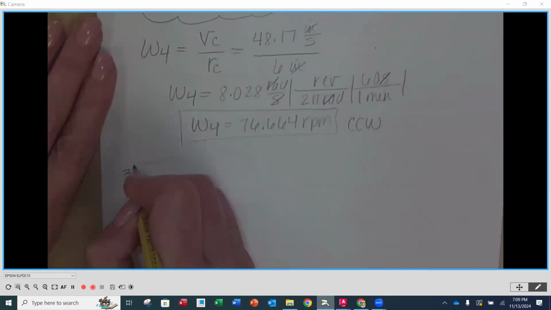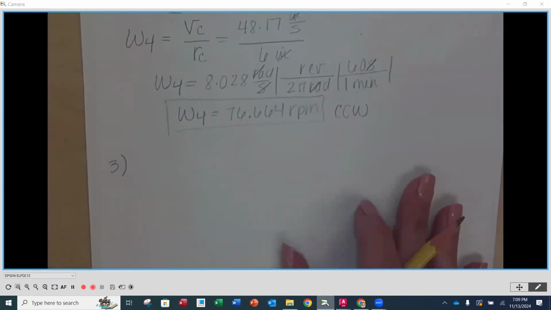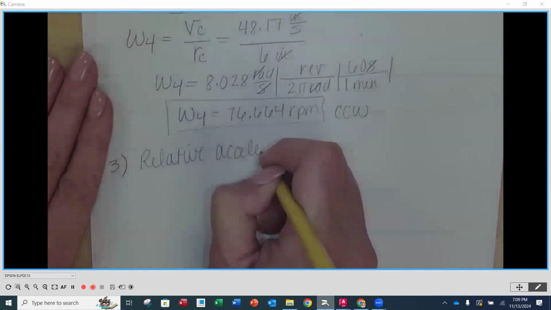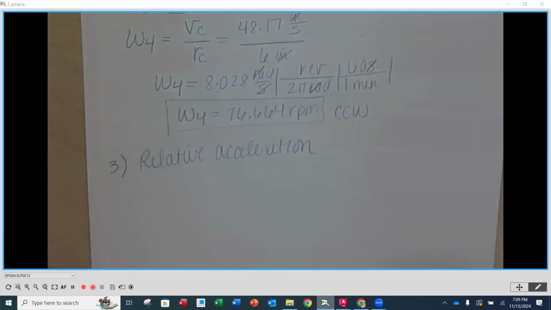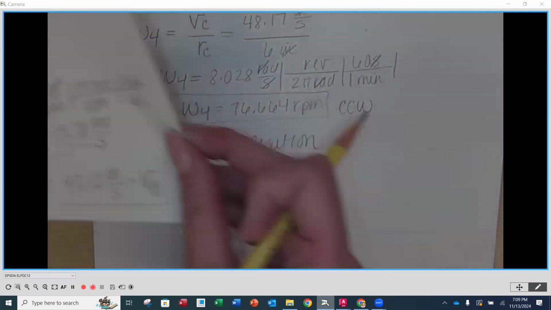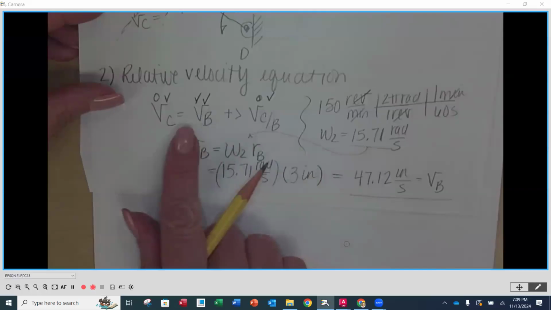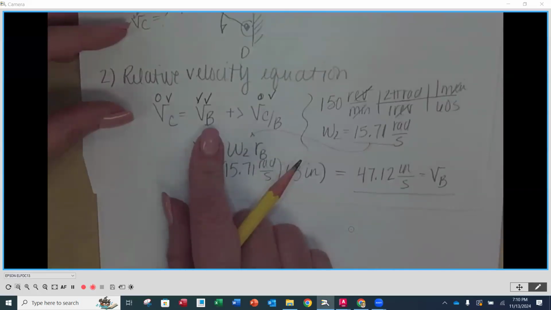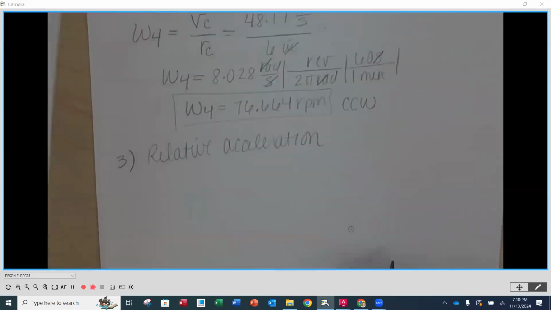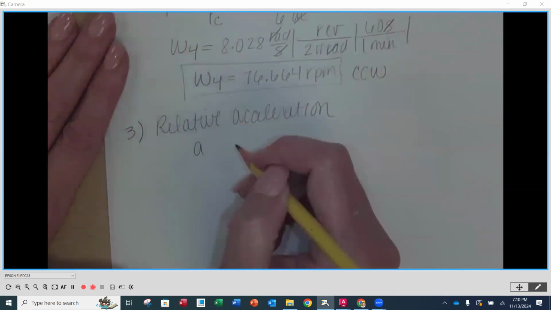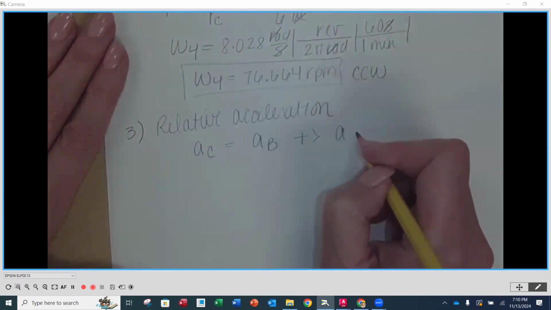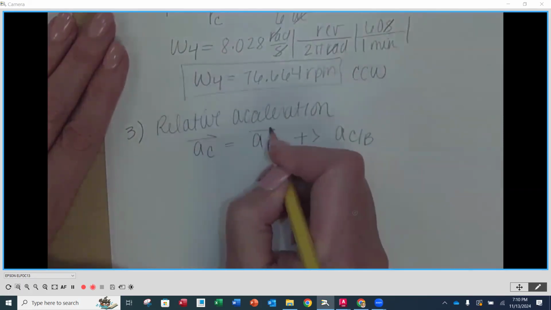So this is our third step. It feels like a lot more steps, but this is our third step. This is going to be the relative acceleration. We're going to use as our template this very same format right here. The acceleration of C is going to be equal to the acceleration of B plus the acceleration of C relative to B. And these are all vector quantities.